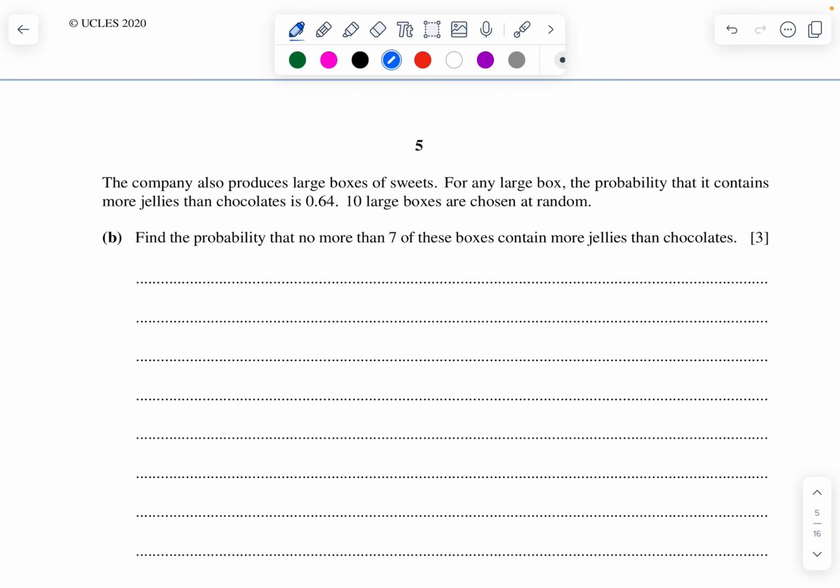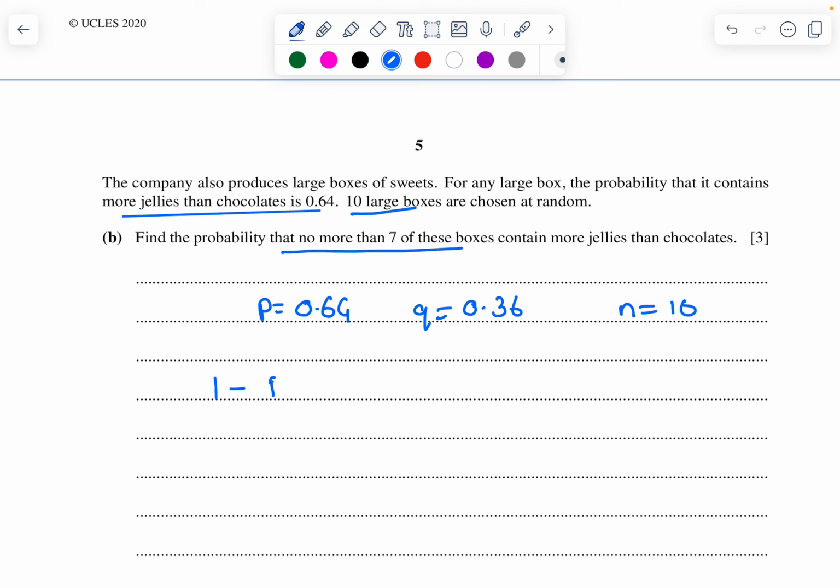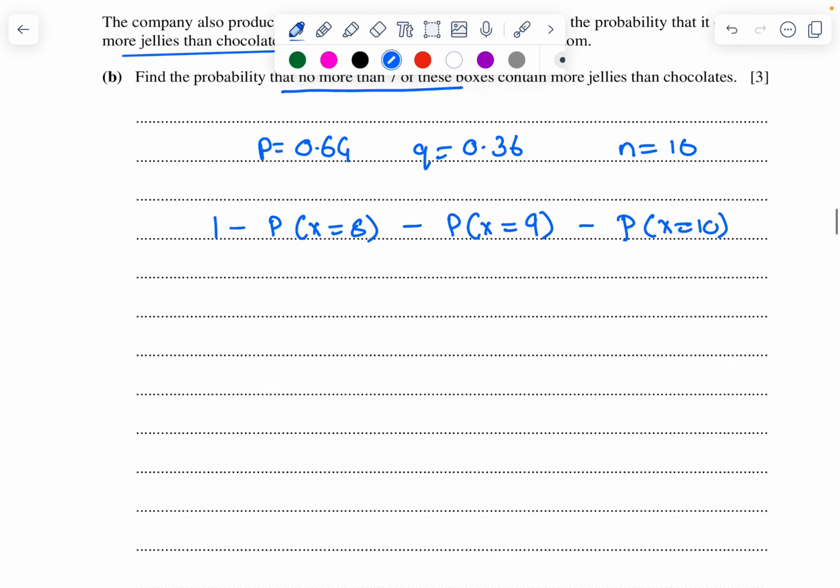The company also produces large boxes of sweets. For any large box, the probability it contains more jellies than chocolates is 0.64. So P equals 0.64. So Q will be 0.36. 10 large boxes are chosen, N equals 10. Find the probability that no more than 7. No more than 7 means 8, 9, 10 has to be subtracted.